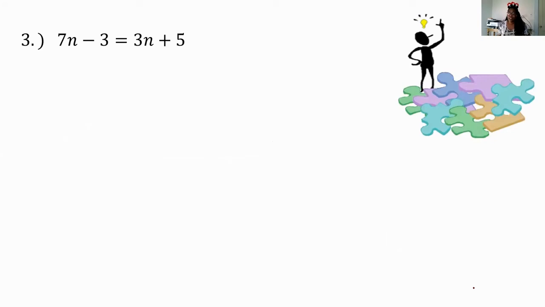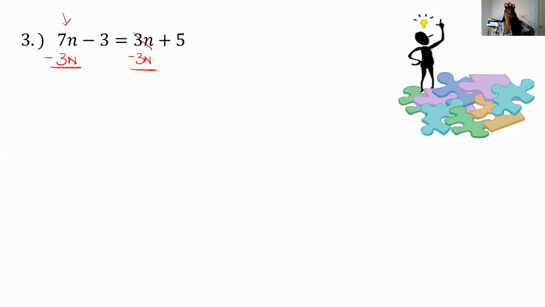Now, let's put the puzzle together. All right, we got the idea. I think we're getting it. We need for the variables to be on one side, and the constants, the numbers, on the other side. So that means the 7n, I hear you, keep your variables to the left. So you have your 7n, and then we have 3n. So we need to subtract the 3n. Whatever I do on one side, I do on the other side.